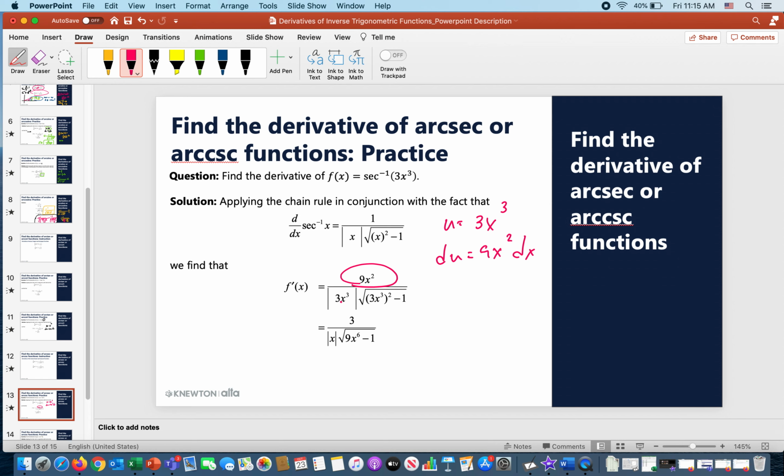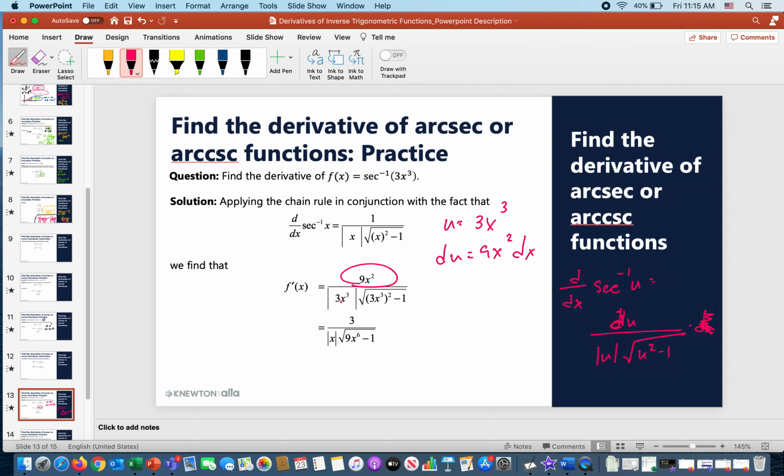So if I go in and look, the derivative of inverse secant of u would be equal to 1 over the absolute value of u times the square root of u squared minus 1 times du. So notice that this du is going to be in the numerator. We could rewrite it like this. We could write du like so. So du over the absolute value.